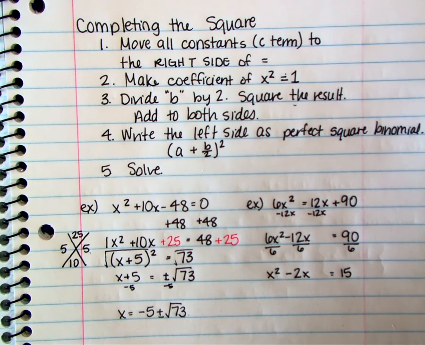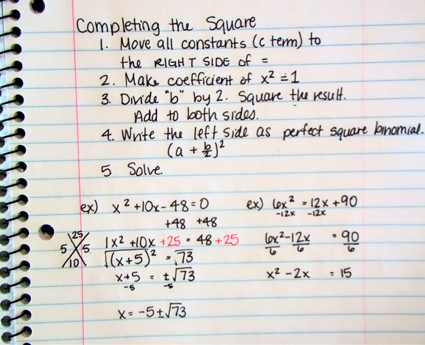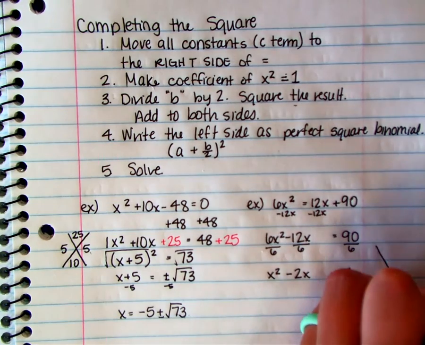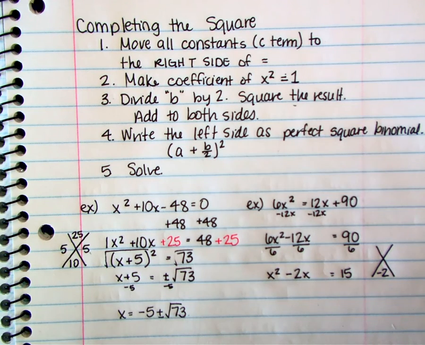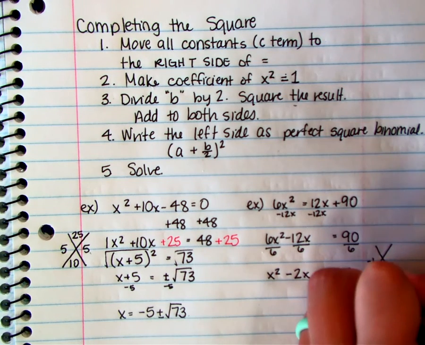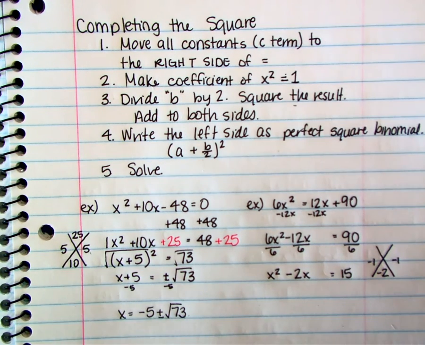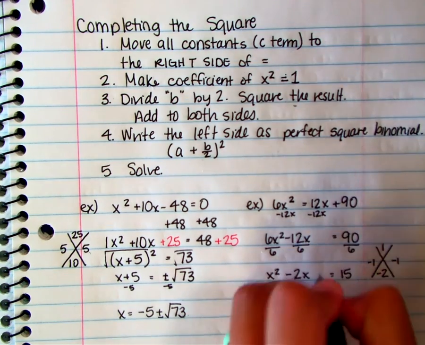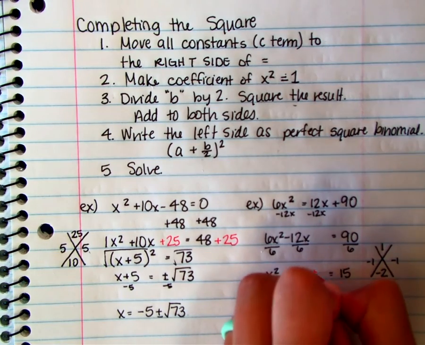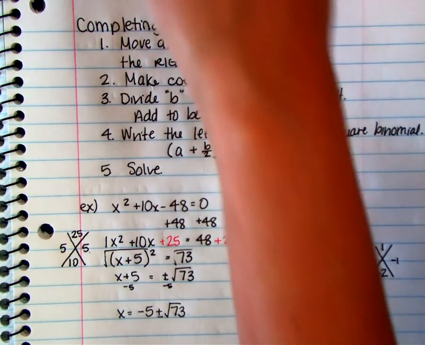So we've taken care of step 2. Step 3 says to divide the b value by 2, square the result, and add to both sides. So over here, if we think about it like we're factoring, we've got negative 2 on the bottom, the b value on the bottom. If we split it in half, we'll have a negative 1 on both sides. And if we multiply them, we get a positive 1. So we're going to add 1 to both sides.